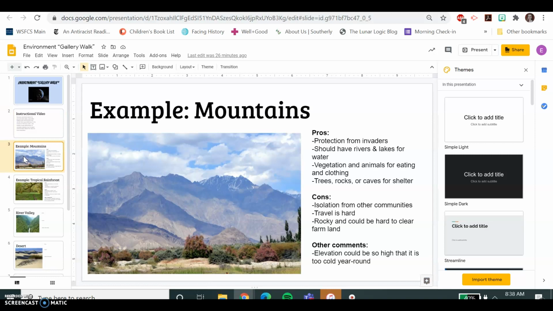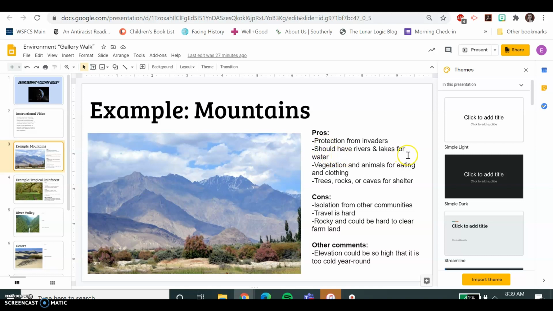So I have 2 examples. The first is mountains. On each slide I have pro, con, and other comments. You might have more cons for one environment than pros. It just varies. So pros, protection from invaders, okay? It's hard to travel up mountains, so mountains protect that.